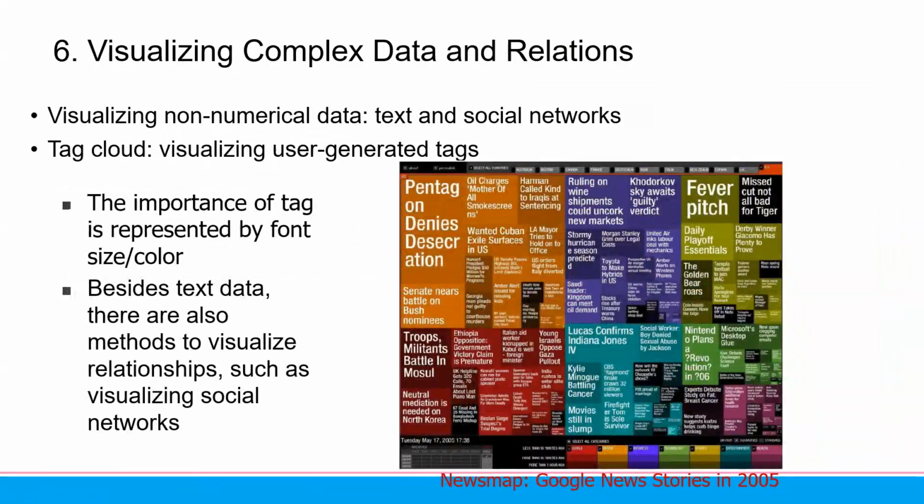If you want to visualize complex data and you want to see some relationship, usually when we are dealing with complex data, we are going to visualize non-numerical data. Non-numerical data means categorical data. It can be text, because text contains a lot of strings and a lot of words. Or maybe it is related to social networks.